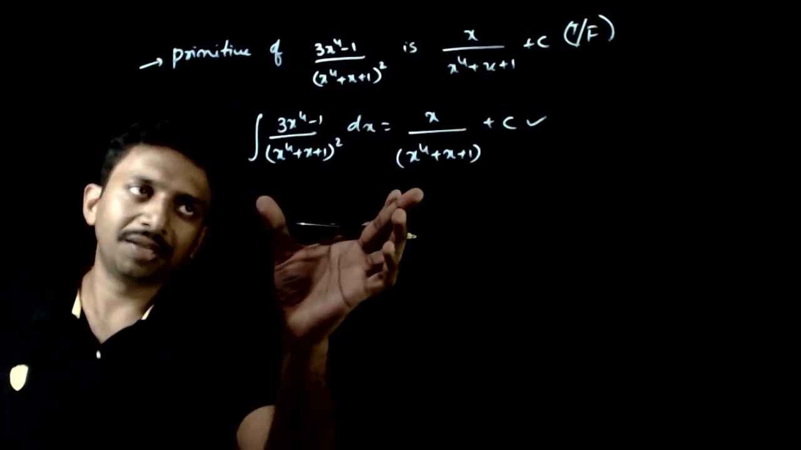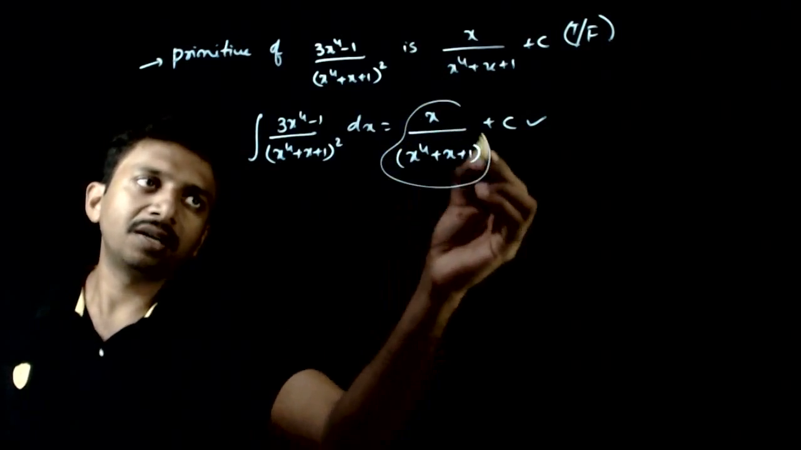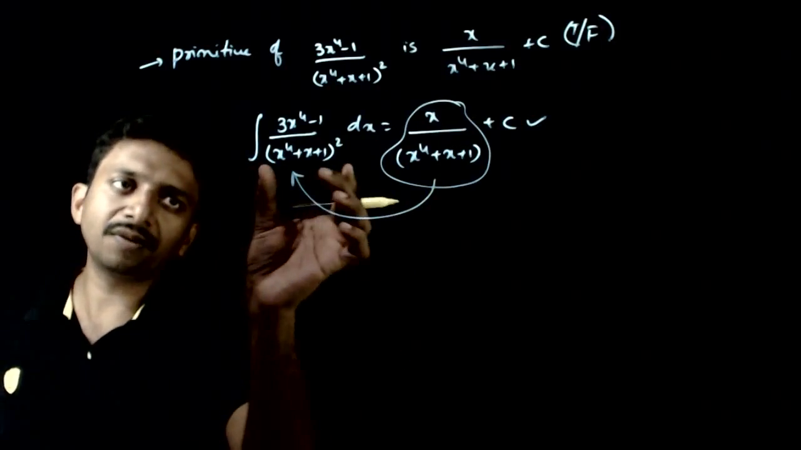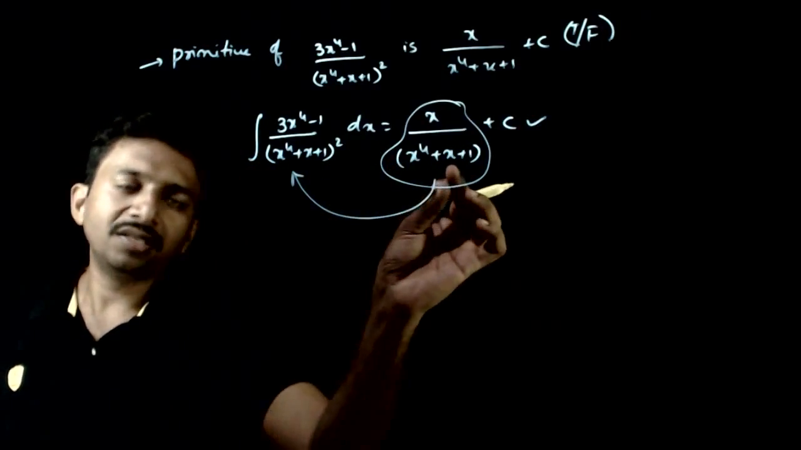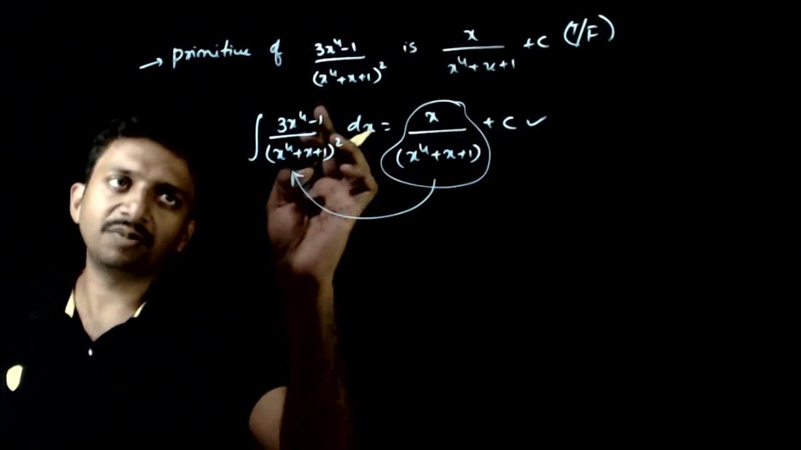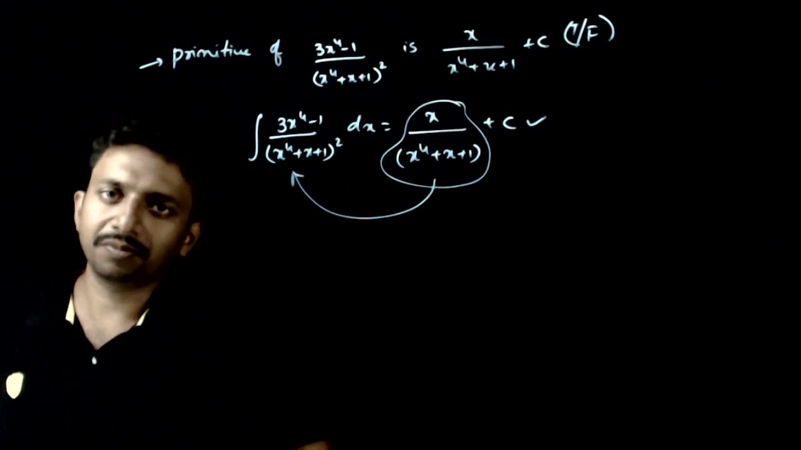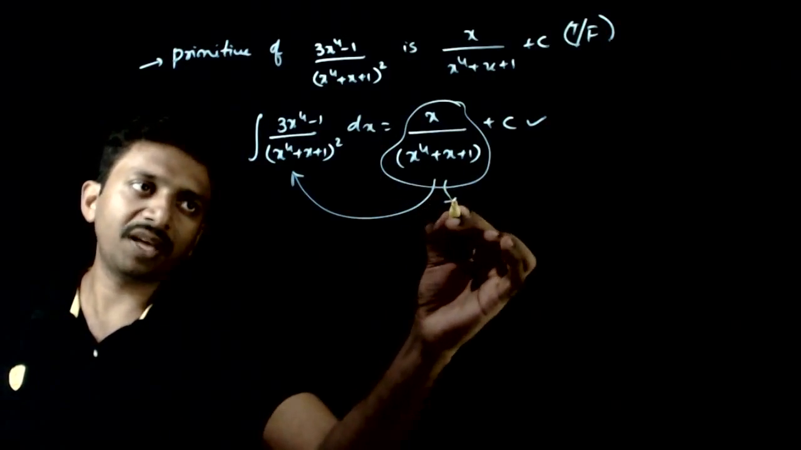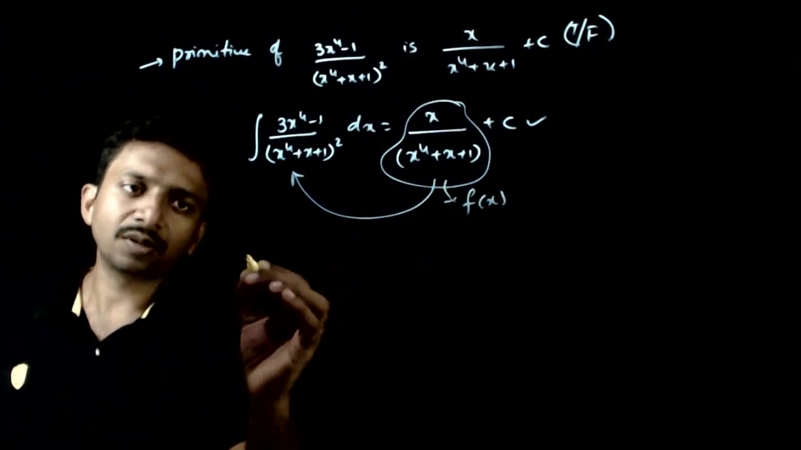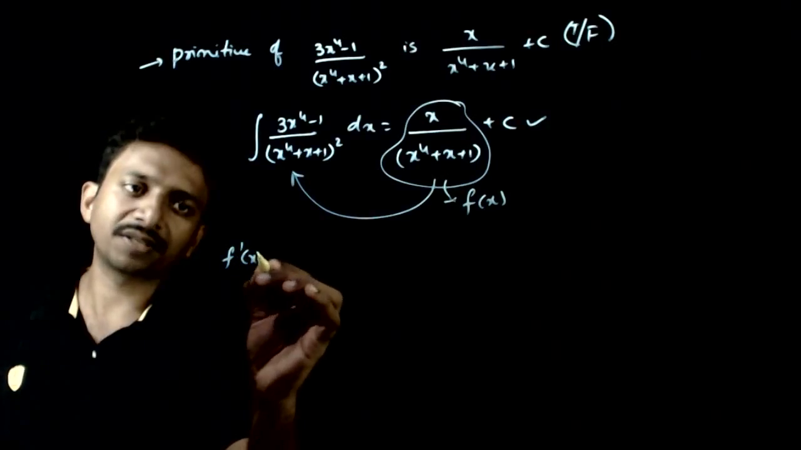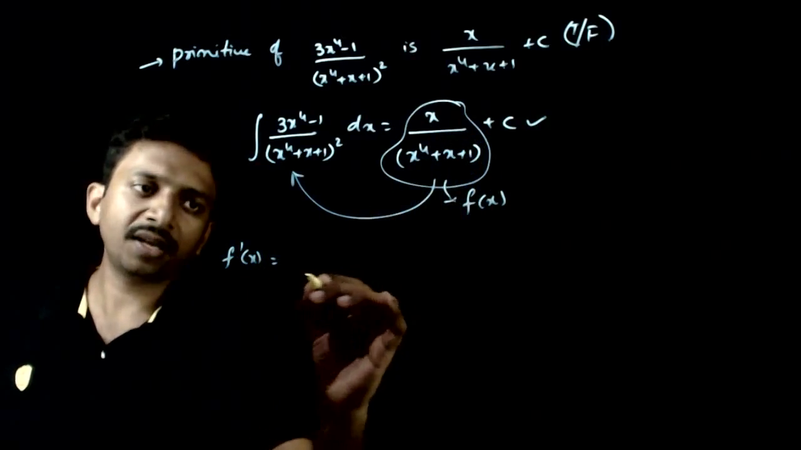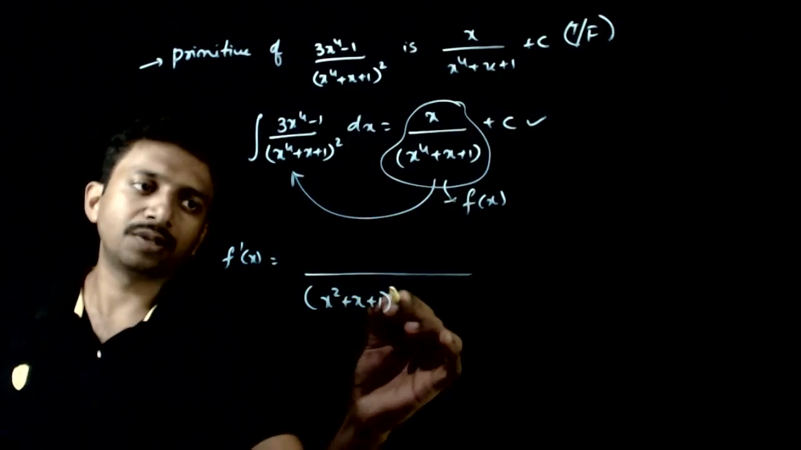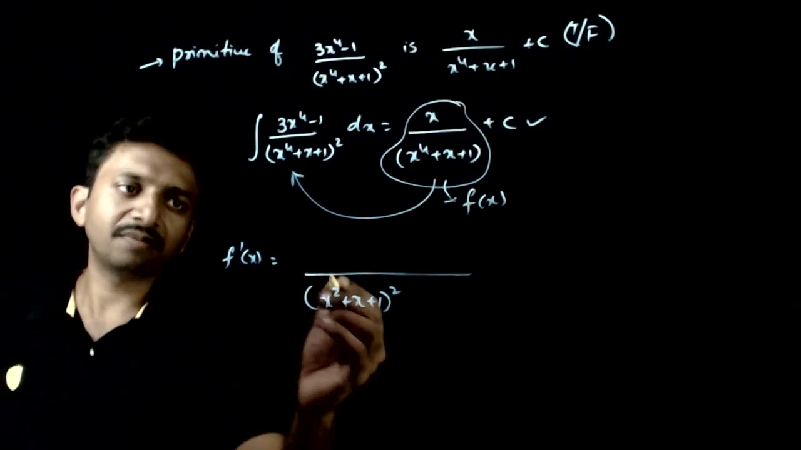If this has to be true, then the differentiation of this function should be equal to the integrand. So if integration of f of x is equal to g of x, the differentiation of g of x has to be equal to f of x. So let us try to differentiate this and see. Let me take this as f of x. So what is f dash of x? This looks like the u by v form. So x power 4 plus x plus 1 whole square is v square.